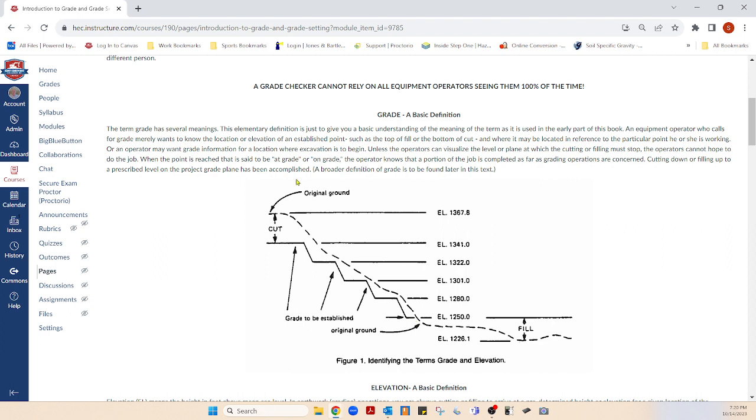Now, the grade here is 1,250. So the grade here is what? 30 feet higher, right? And so on, and so on. So they cut this out of an existing grade here. And here is another, here's a fill. They had to fill it up, and I'm assuming this fill is at 1250.